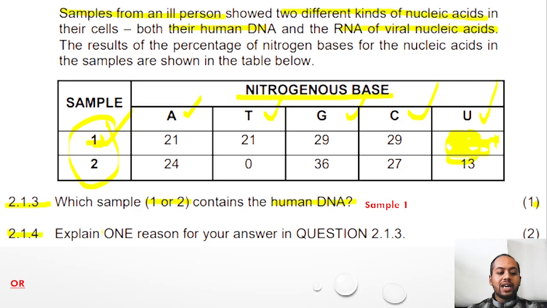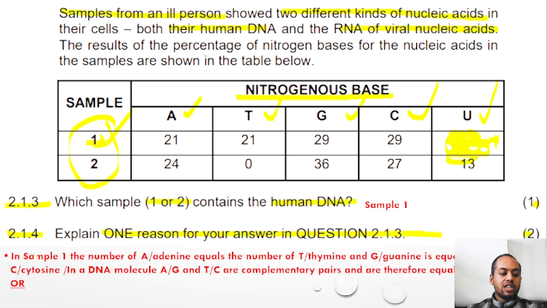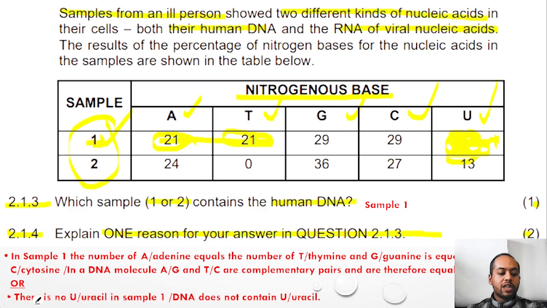2.1.4, just explain one reason for your answer in 2.1.3 for 2 marks. So we just said sample 1 does not contain uracil. So you can either say in sample 1 the number of adenine is equal to the number of thymine. So you see here the adenine and thymine, it's both 21. That's one reason. Or you could say there's no uracil. So there's no uracil here in sample 1. DNA does not contain uracil.